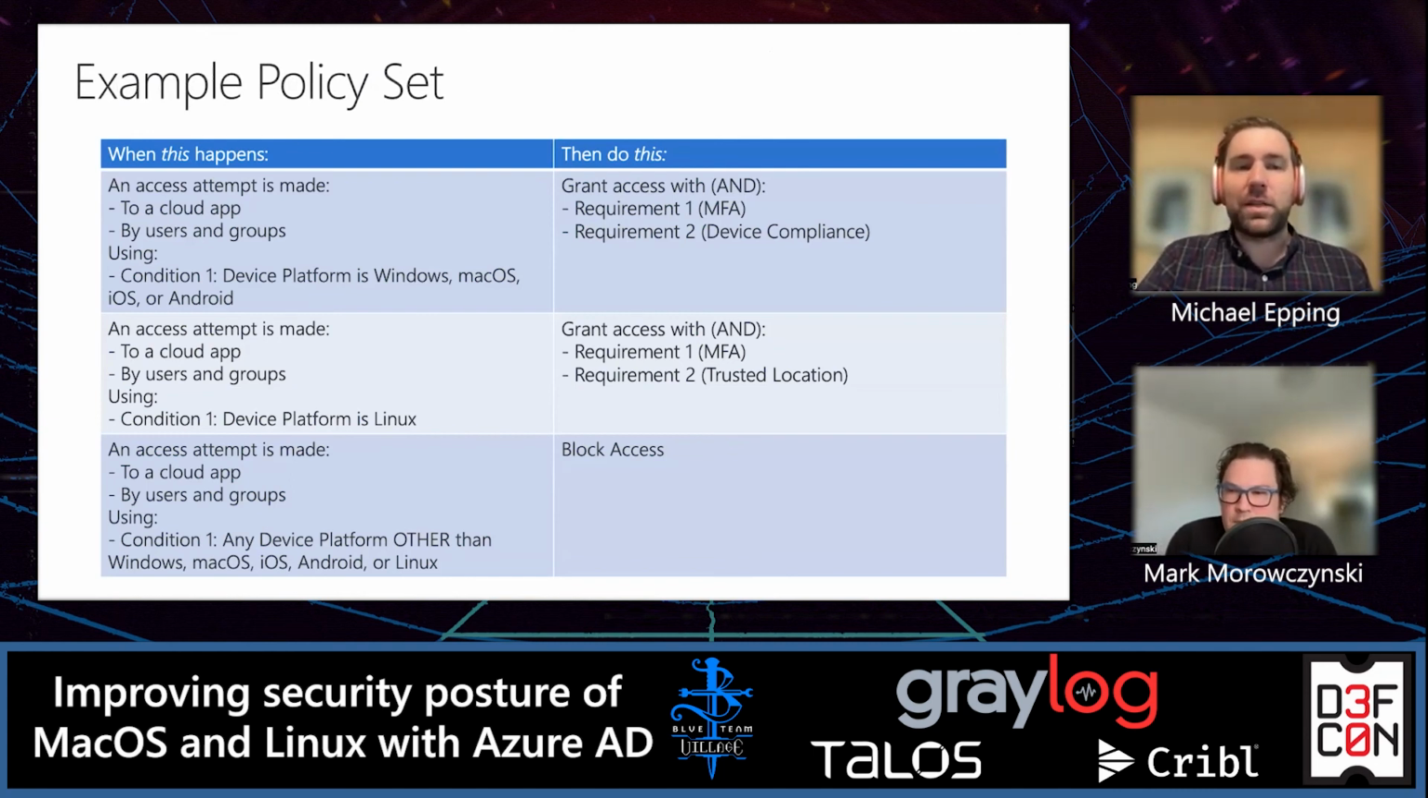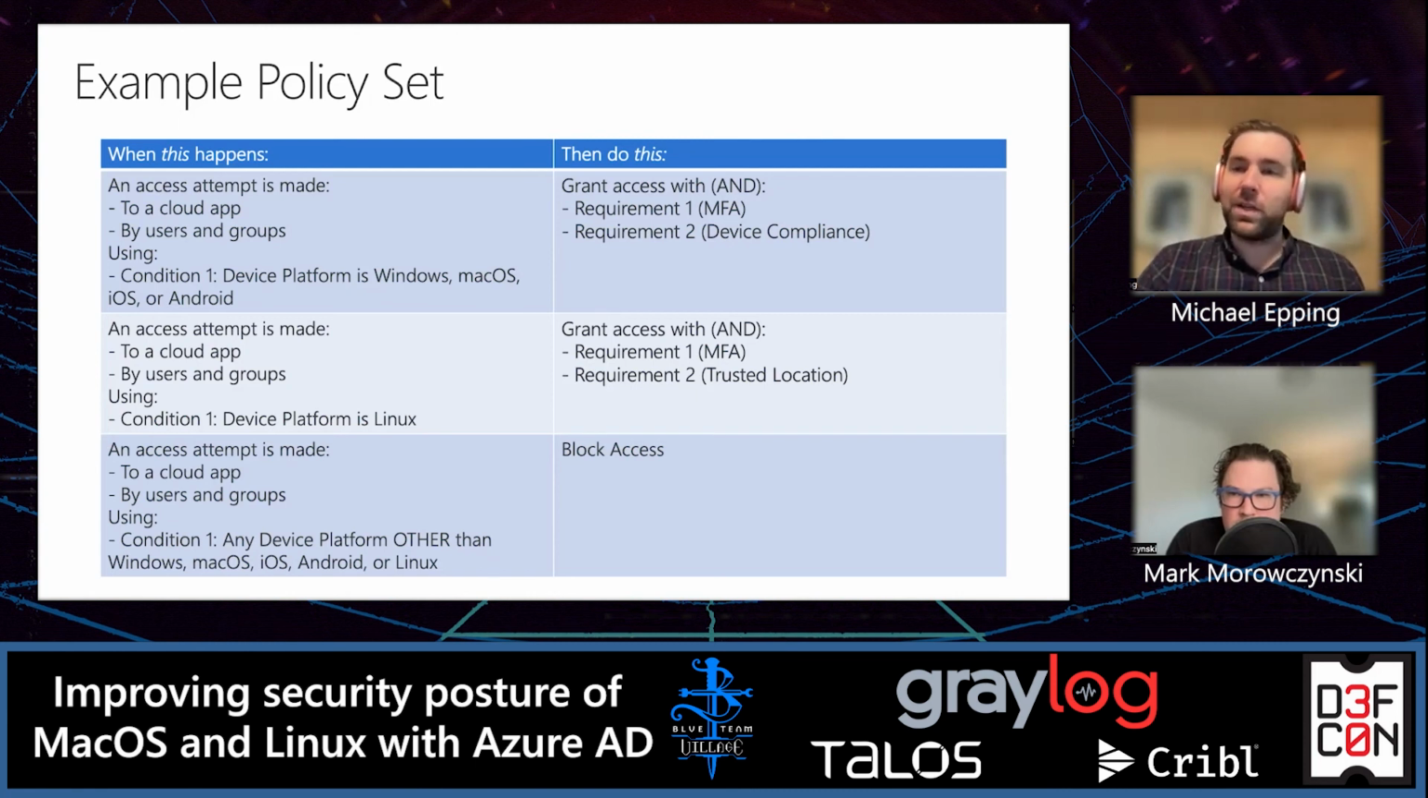So you might have a policy that explicitly includes Windows, macOS, iOS, and Android, and then requires MFA and device compliance. This is a very strong zero trust oriented policy for your supported platforms. Then you might have another policy that specifically targets Linux that requires MFA and a trusted location. So we can still provide some access for our developers who might be on Linux devices, but we have some compensating security controls since we don't have device compliance.